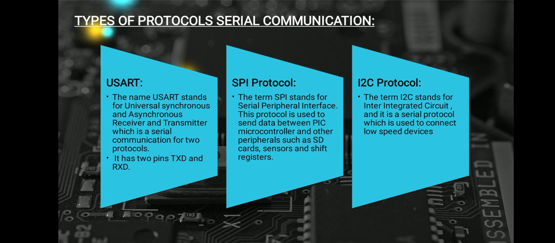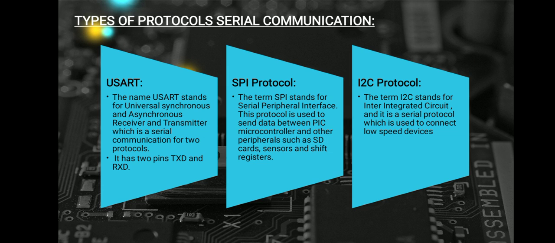Looking into the types of protocols used in serial communication, there are mainly three types of protocols. The first is USART. USART stands for Universal Synchronous and Asynchronous Receiver and Transmitter, which is a serial communication for two protocols. It is used for transmitting and receiving data bit by bit over a single wire with respect to the clock pulses. The PIC microcontroller has two pins, transmitter and receiver pins. These pins are used for transmitting and receiving the data serially.